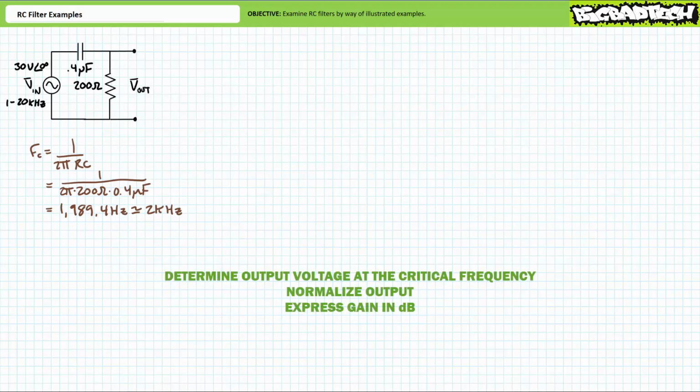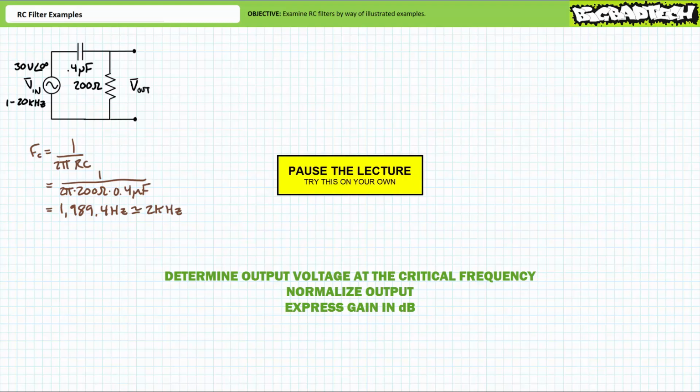Next, see if you can determine the output voltage at the critical frequency. Once you've got this property, normalize the output and see if you can express a gain figure in units of decibels. By all means, pause the lecture and try this on your own. If you're tracking, you should have obtained the following results.